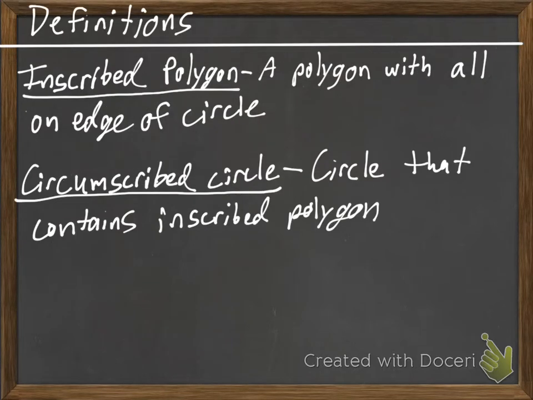Okay, now we're going to shift and talk about some polygons. We have two definitions here. We have an inscribed polygon, which is a polygon with all vertices on the edge of the circle. And then the circumscribed circle is the circle that contains the inscribed polygon. So the inscribed polygon is inside the circle, and the circumscribed circle is a circle that contains that polygon.